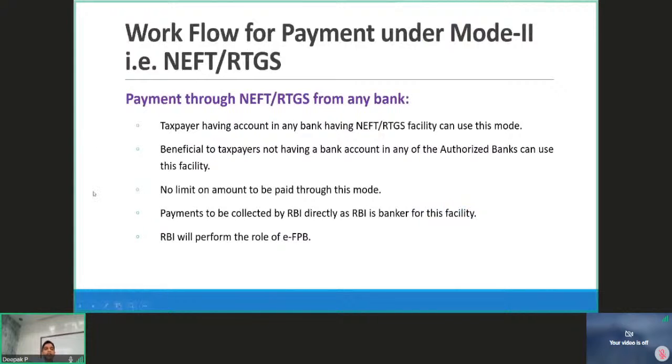Workflow for payment under NEFT RTGS. A taxpayer having an account in any bank having NEFT RTGS facility can use this mode. This is also beneficial to taxpayers not having a bank account in any of the authorized banks.